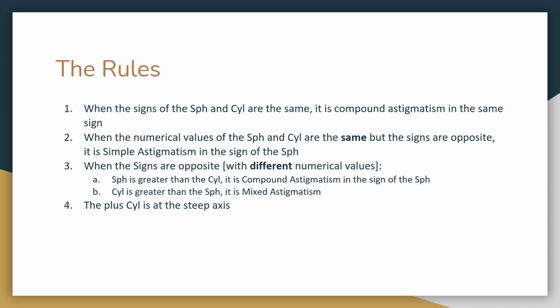Rule number 3 is when both the signs and numerical values are different, there can be two scenarios. The sphere can be greater than the cylinder, or the cylinder can be greater than the sphere. If the sphere is greater than the cylinder, it is compound astigmatism in the sign of the sphere. If the cylinder is greater than the sphere, it is mixed astigmatism. And rule number 4 is that the plus cylinder is always at the steep axis. We will now analyze the 4 rules with examples.